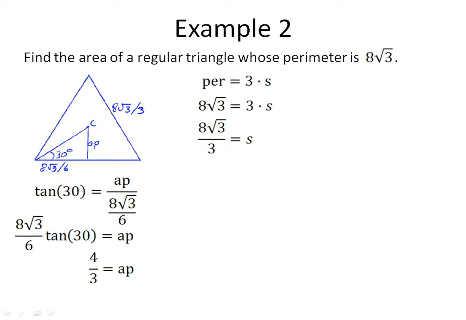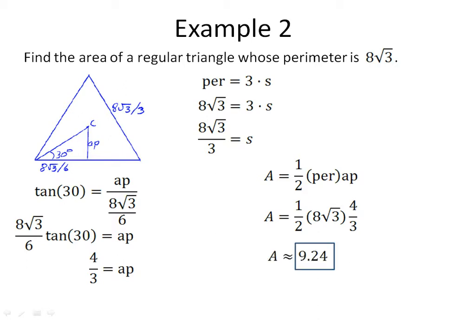Okay, so we put that into our formula now. So our area is going to equal 1/2 of the perimeter, which we know is 8 square root of 3, and the apothem is 4 over 3, so that gives us the area is equal to 1/2 of 8 square root of 3 times 4 over 3, which gives us approximately 9.24.